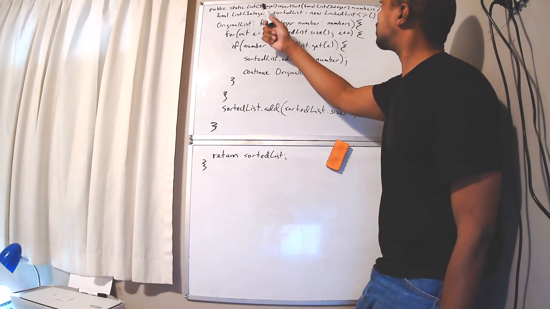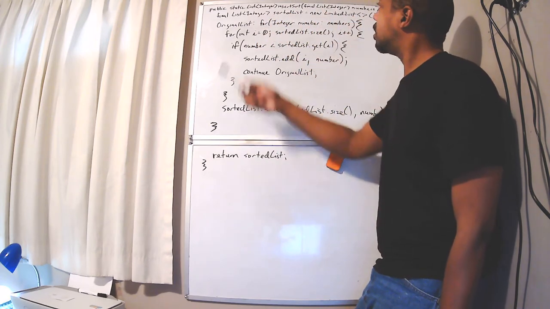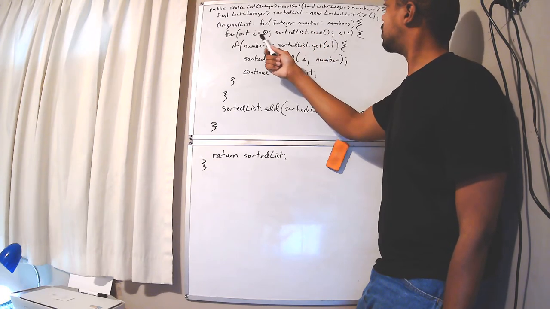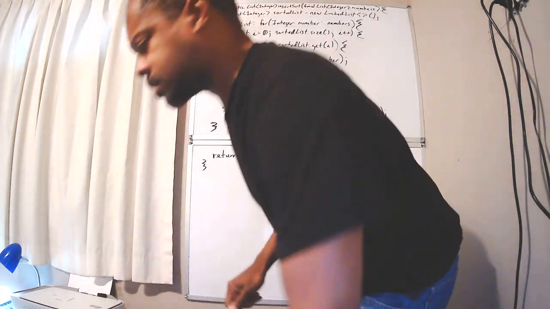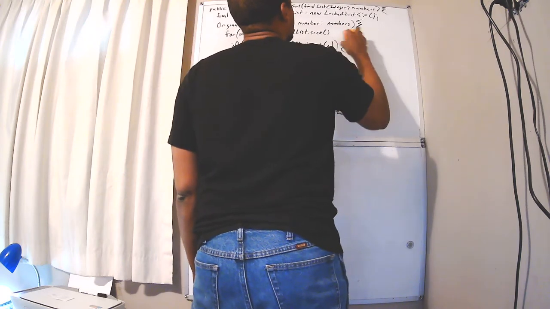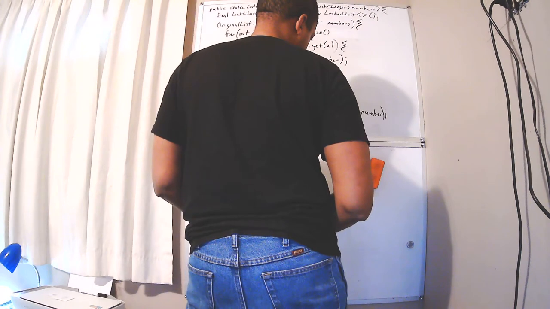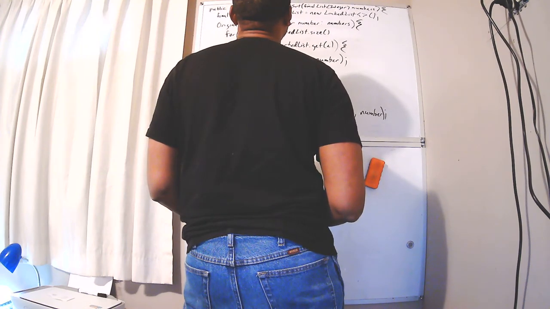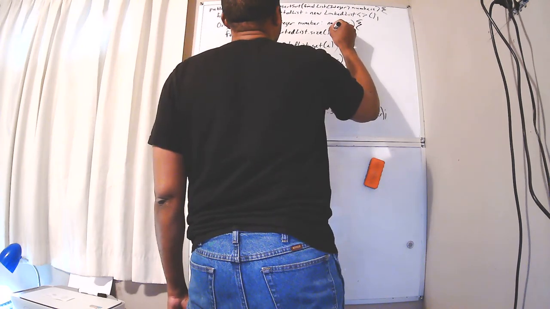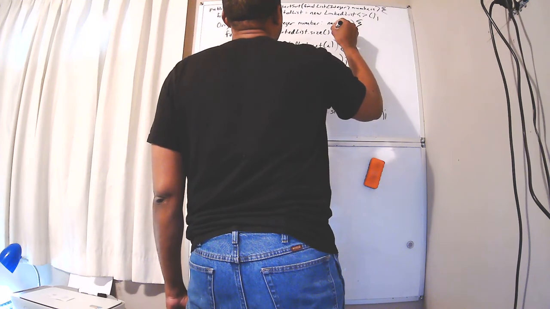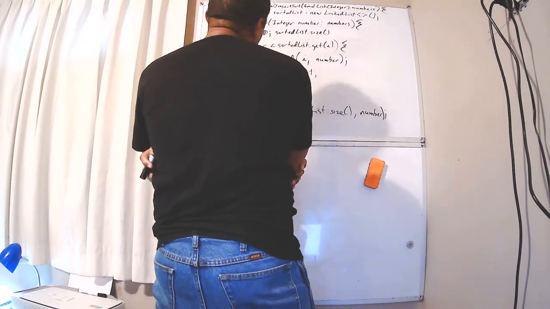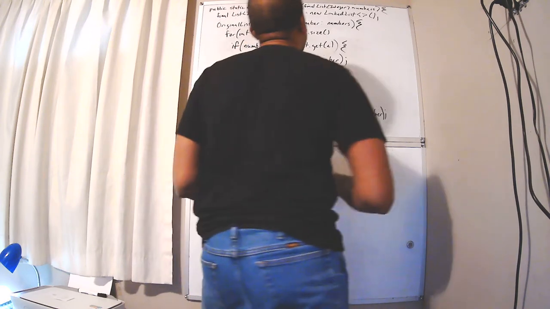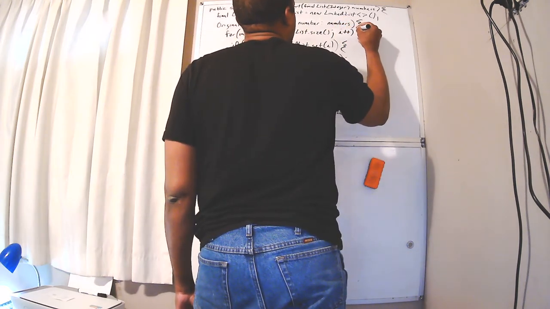So public static list integer. This is what I'm returning. Insert sort, final list, numbers, right? Final list integer sorted list, new linked list, boom, for, that looks good. And then in there dot size, is it minus 1? That's the question. I don't think it was minus 1. I think that was array dot length minus 1. I'm thinking of the bubble sort now. It's creeping into my brain.